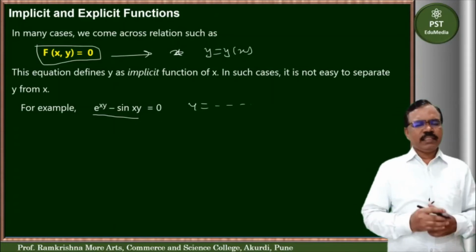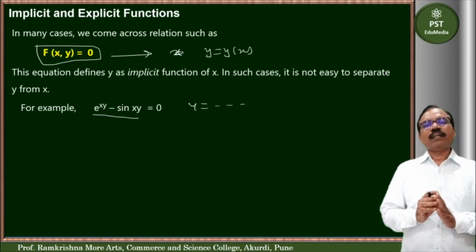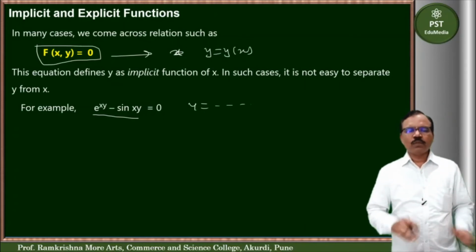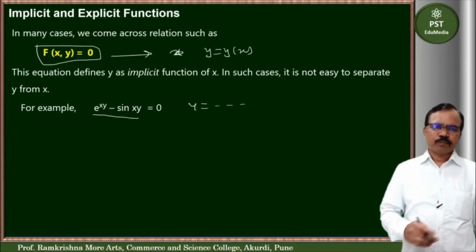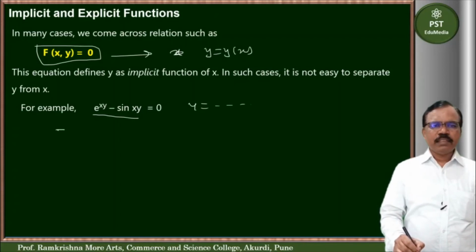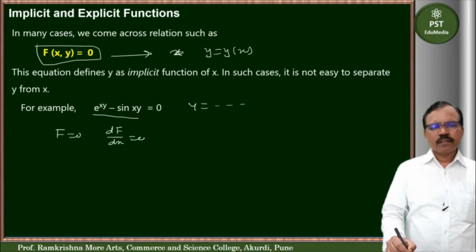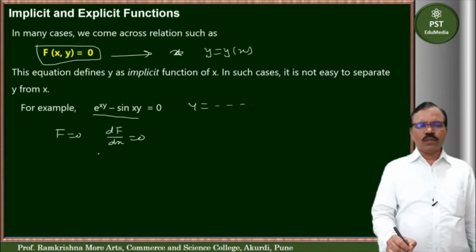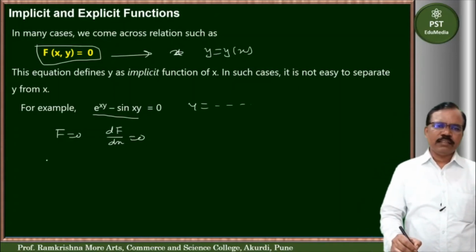Though the function is implicit, we can find dy by dx. How can we find dy by dx? We can use the chain rule for that. Now here f is equal to 0, so df by dx is also equal to 0. Meaning df is equal to 0, so df by dx we can take 0.